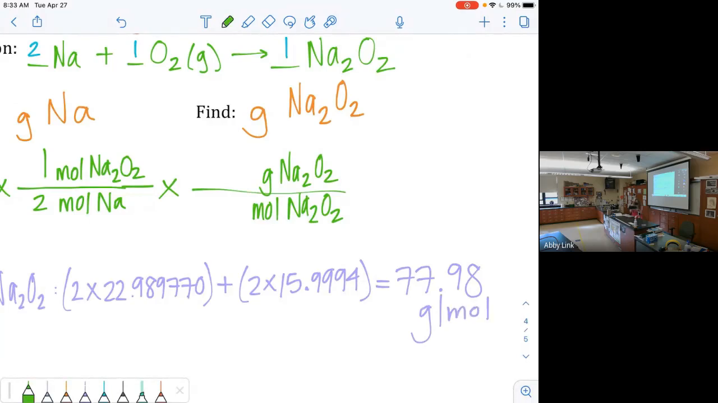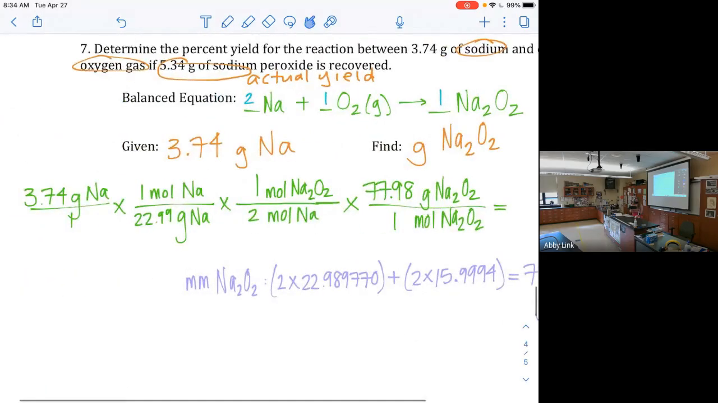All right, remember that value is going to go into our conversion with the grams of sodium peroxide. So we'll go ahead and put 77.98 on the top. And then, as always, 1 mole goes with molar mass. All right, that's our definition of molar mass. All right, we're ready to calculate here, guys. So remember, we're going to multiply straight across the top, 3.74 times 77.98. And then I'm going to hit divided by parentheses 22.99 and divided by 2 again.